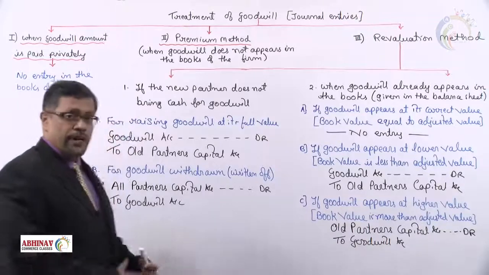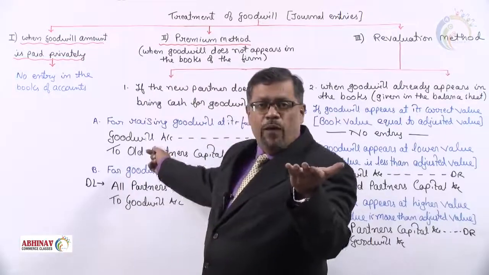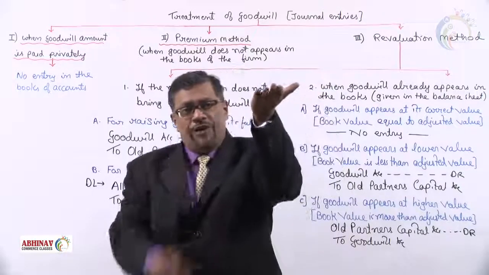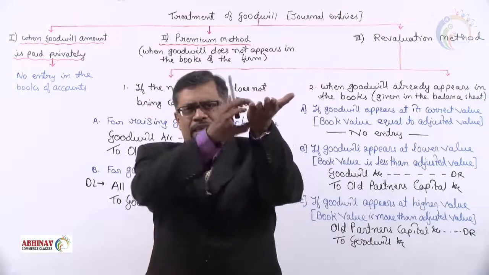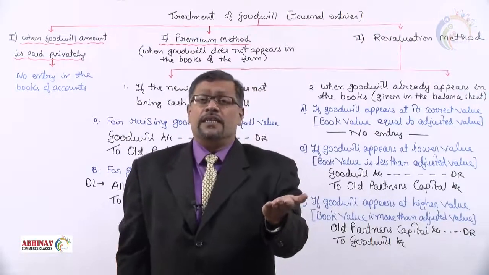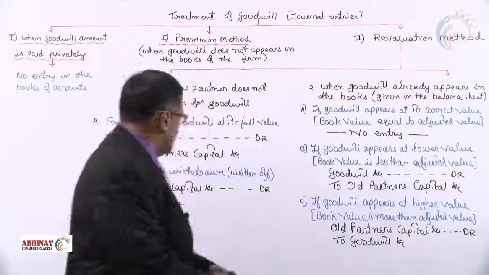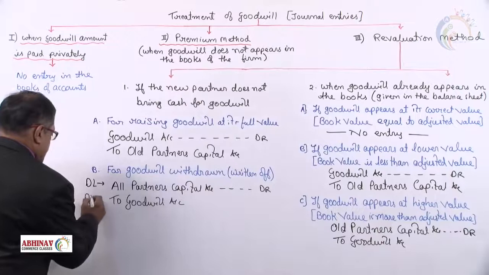Second, the goodwill account. Goodwill is an asset which has already been valued, and it is credited. When you withdraw goodwill, obviously your goodwill account will decrease. Decrease in goodwill is decrease in asset. Decrease in assets, we credit.